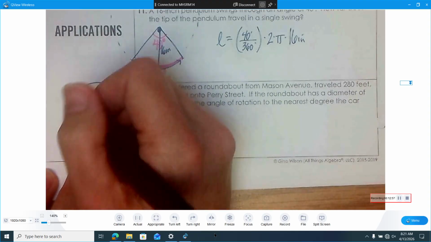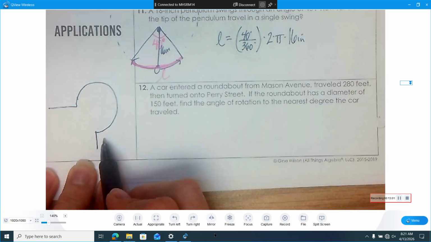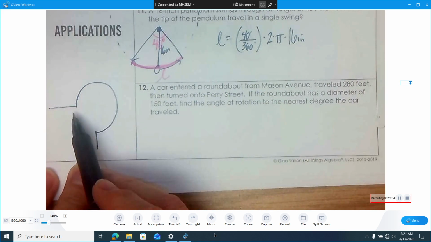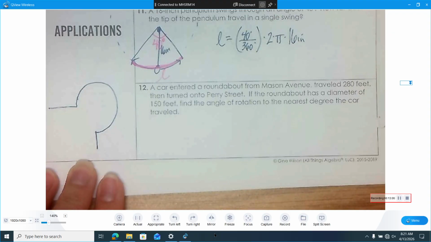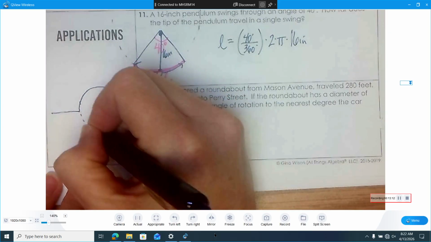If the roundabout has a diameter, so maybe it looks something like this. So here's Mason Avenue, and it traveled 280 feet and turned onto Perry Street. I have no idea what this looks like, but I'm just guessing. I sort of know what a roundabout is, but you can imagine it's a part of a circle.